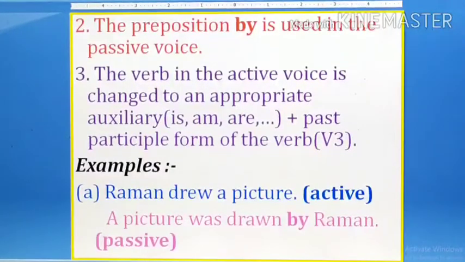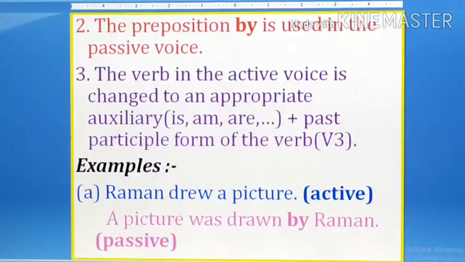So you can see here in the active voice, the sentence is in the past tense, and when the sentence is in the past tense and we have to change it into the passive voice, we have to use the formula: auxiliary verb "was" plus V3. Drew is the V2 form of draw, and it will change into the V3 form, that is drawn. See, "a picture was drawn," and "by" is used with Raman. Raman, which was the subject, becomes the object here.